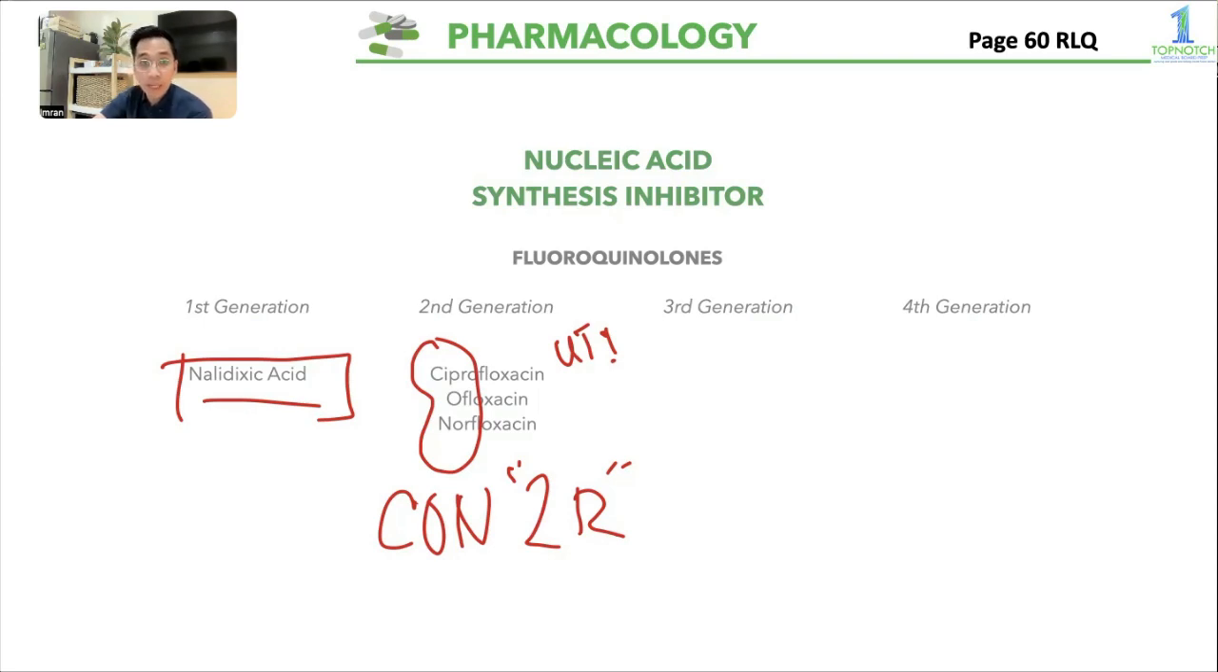Tandaan natin na dito sa second generation, pinaka-active na gram-negative talaga doon sa kanila ay si ciprofloxacin, no? Except that wala lang siyang activity for your Pseudomonas, okay? No activity for your Pseudomonas, si ciprofloxacin, all right? So those are your second generation, si Contour, okay? Ciproflox has the most gram-negative coverage from the list, and these drugs can be used for urinary tract infections for the organisms mentioned earlier.